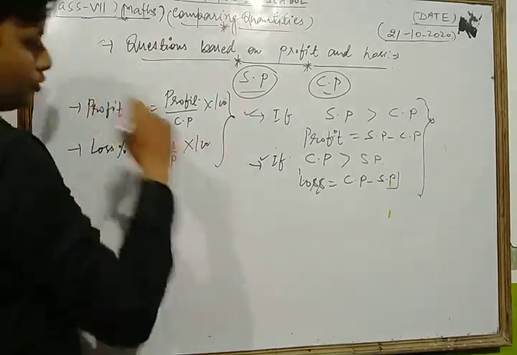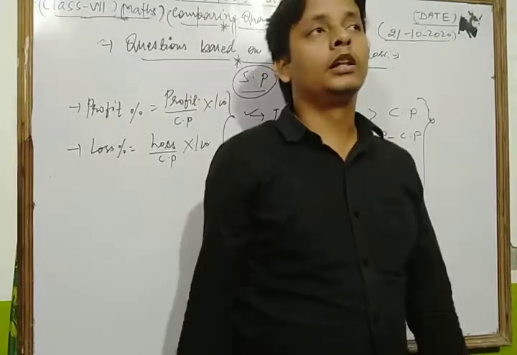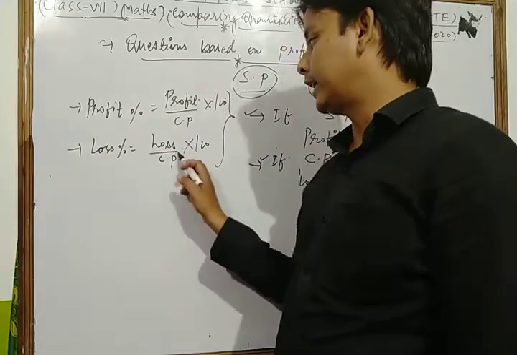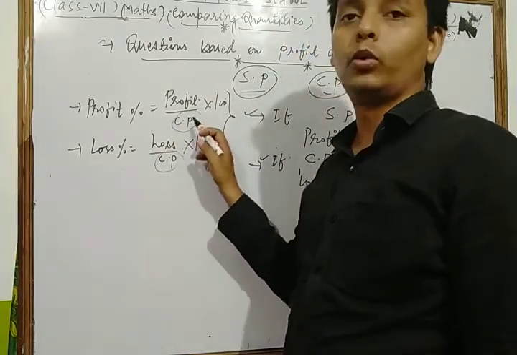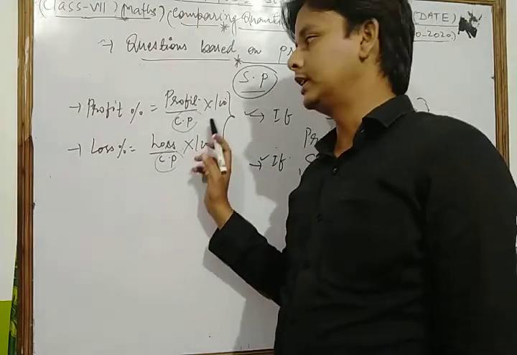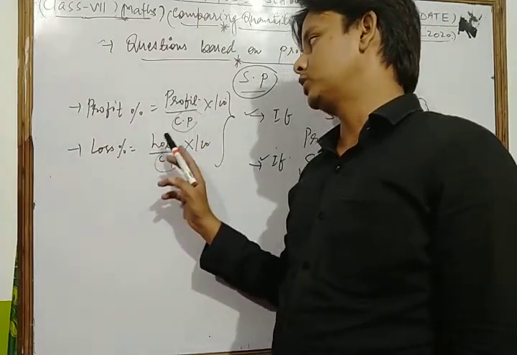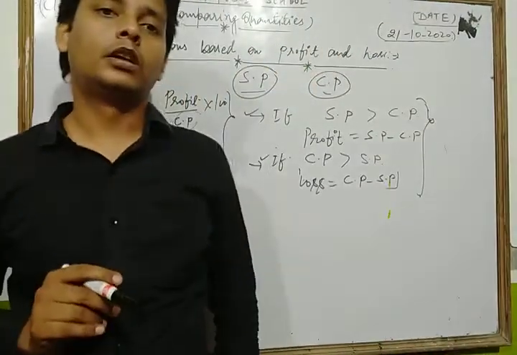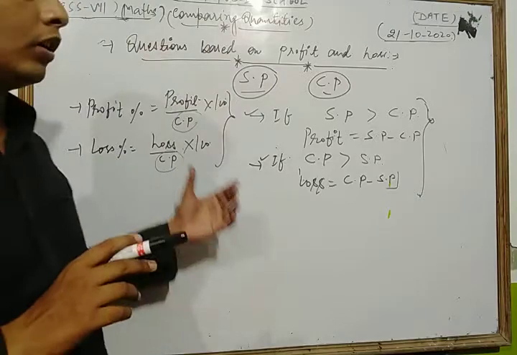In this way, dear friends, we can say that the profit percent as well as loss percent both are obtained at the cost price. The formula for the profit percent is profit upon cost price into 100, and the formula for loss percent is loss upon cost price into 100. So this is a very important formula for profit or loss percent.